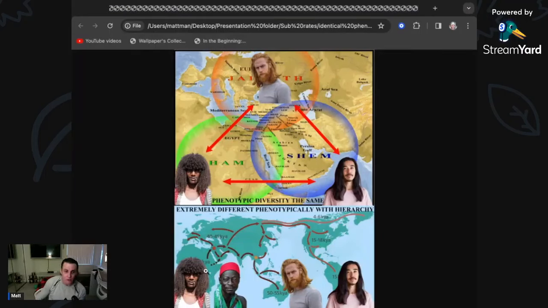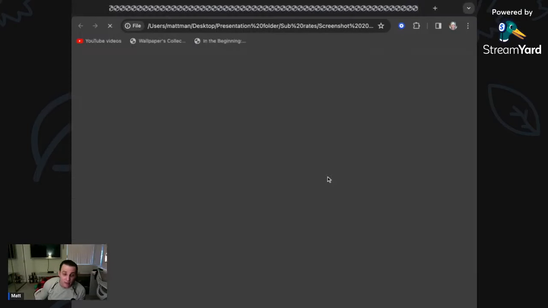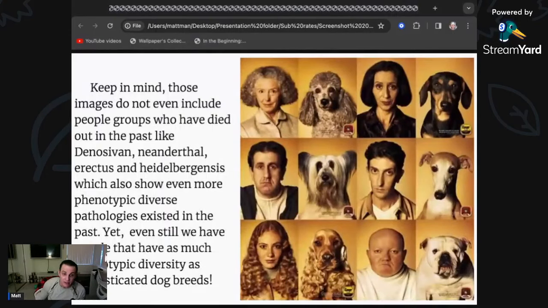If evolution was true, you would expect the Africans who've been living in Africa and isolated because of the Sahara Desert, at least 200,000 years before we could even break out of there in the last 50,000, that the phenotypic diversity of Africans would be much more diverse than the other people groups. But that's not what we find, is it? We find low phenotypic diversity in primates and extremely high phenotypic diversity in human beings. And just think, these humans that you're looking at here are humans that are alive today.